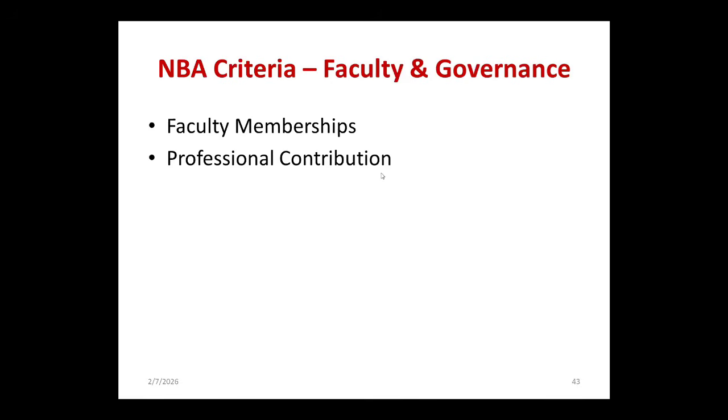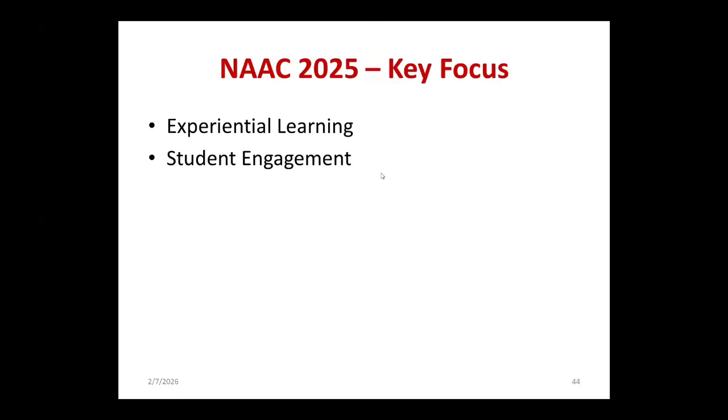Then for professional contribution, as you are a corporate member, you will definitely attend many events of IEA, and you can present your papers. You can publish your paper in IEA publications, Scopus indexed publications, and with the help of that, faculty contribution. So professional contribution under criterion number 6 now, as per the new format, you will get the maximum marks. I will show that. And in NAC 2025 also, experiential learning and student engagement are the main points of assessment.